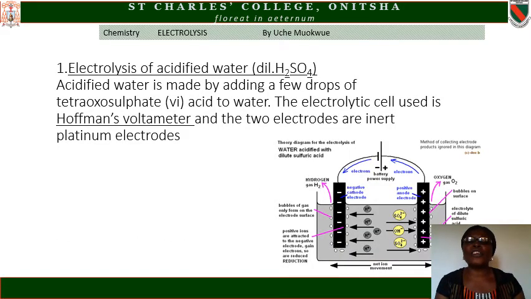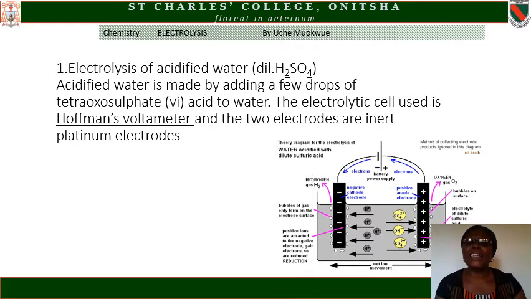Before we go into this electrolysis, I would like us to recall what we learned in our previous lesson. In our last lesson, we learned that electrolysis is a chemical decomposition of ionic compounds in aqueous solution when electric current is passed through them. Electrolysis occurs inside an electrolytic cell. During the electrolysis, the ionic compound will ionize into anions and cations. The cations move to the cathode, where they gain electrons and are reduced. The anions move to the anode, where they lose electrons and are oxidized.